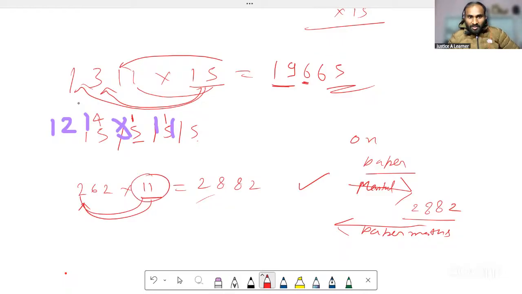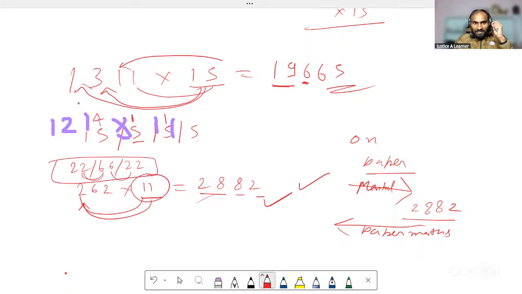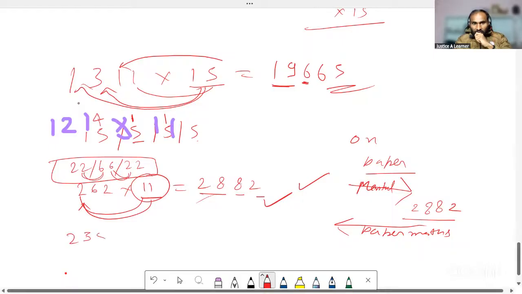So 11 twos are 22. 11 sixes are 66. 11 twos are 22. So I just gave 6 to it, 2 8. I gave 2 to it, 8 and then 2. So you can do it this way in the beginning, and then you can balance giving this digit. Can you try this question with the same method? Not mentally, but you may write this on paper.